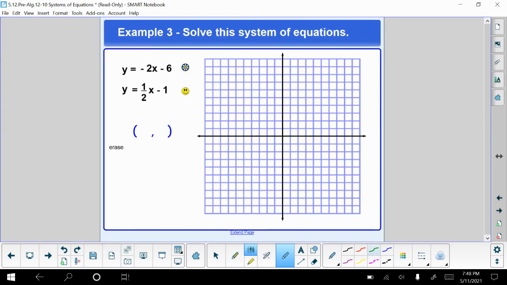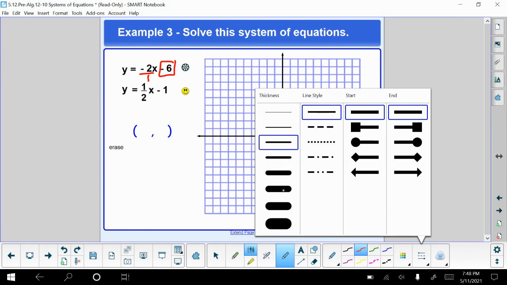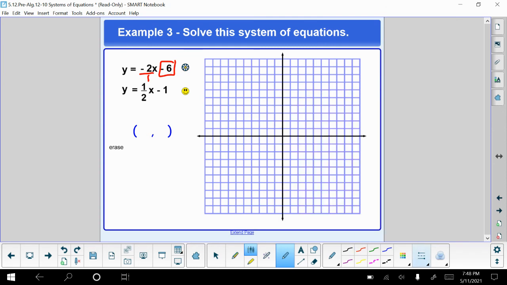And let's wrap it up with one more, shall we? First equation, y is negative 2x minus 6. Okay, this is interesting. Not only do we have a negative y-intercept, but we also have a negative slope. So the y-intercept is negative 6: when x is 0, y is negative 1, negative 2, negative 3, negative 4, negative 5, negative 6.